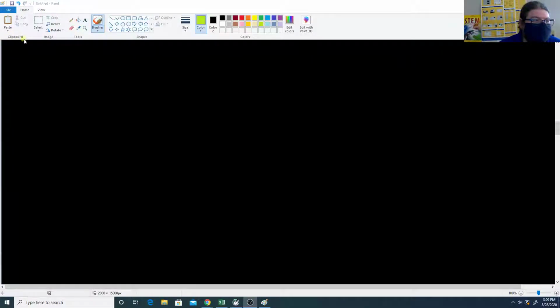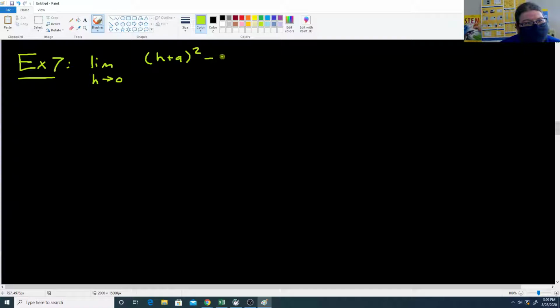Right, final book example for the section is going to be example 7. And it wants us to find the limit as h approaches 0 of (h plus a) squared minus a squared, all that divided by h. And we're just told a is a constant.